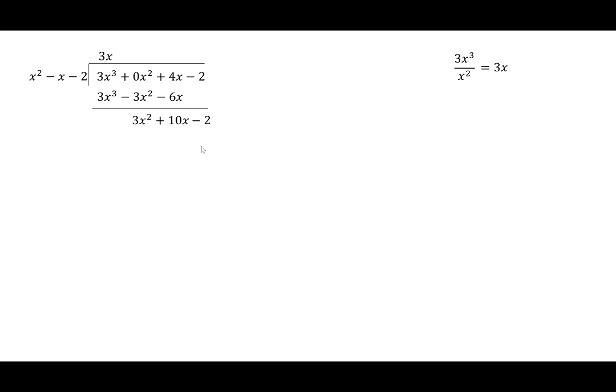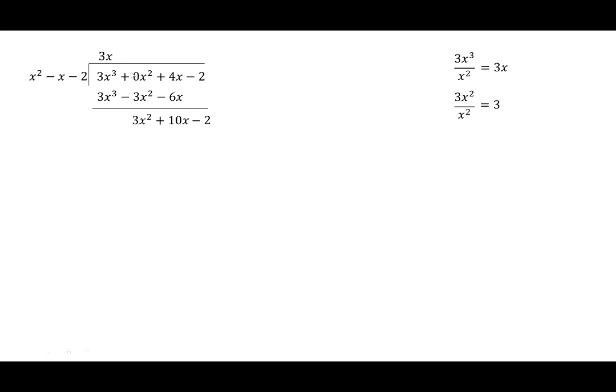Cool? Now, carry out the long division once again. Try to figure out what the next term in the quotient would be. For that, again, pick the highest term here, which is 3x squared, divided by the highest term here, which is x squared. 3x squared over x squared happens to be 3.